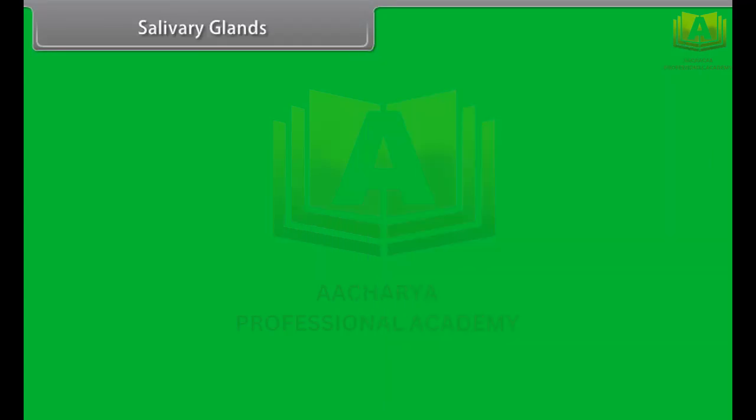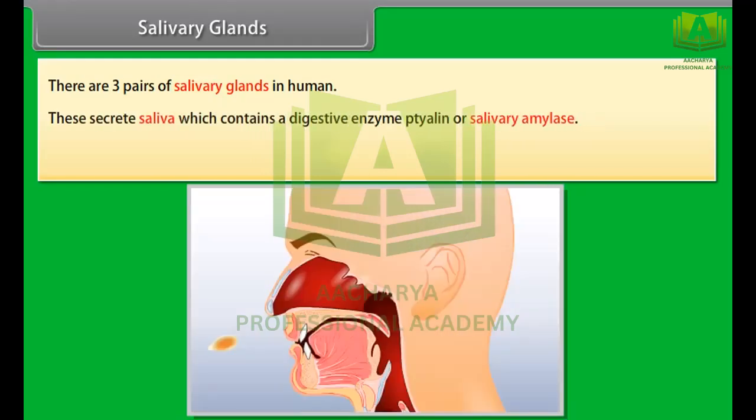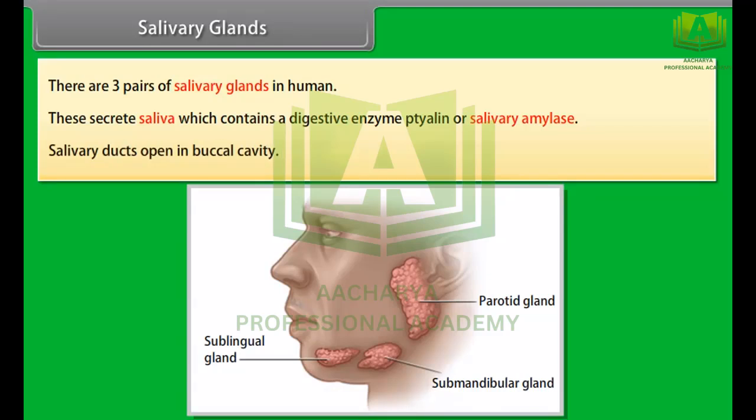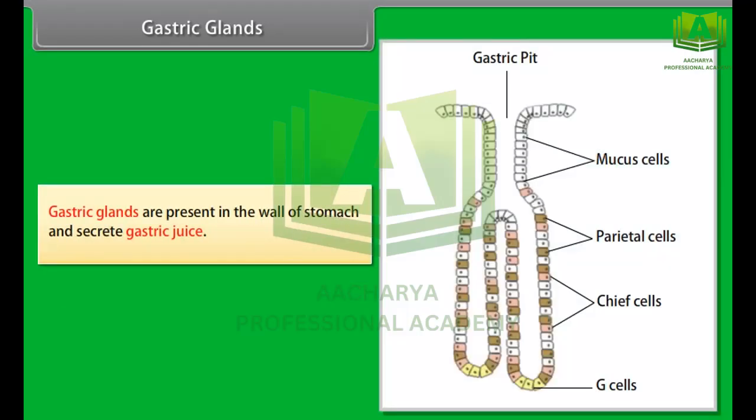Salivary glands. There are 3 pairs of salivary glands in human. These secrete saliva, which contains a digestive enzyme ptyalin or salivary amylase. Salivary ducts open in buccal cavity. Gastric glands. Gastric glands are present in the wall of stomach and secrete gastric juices.